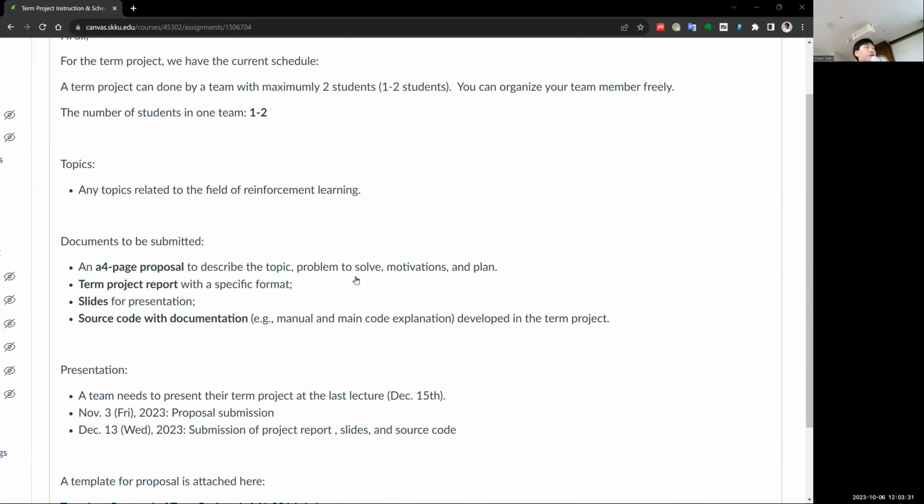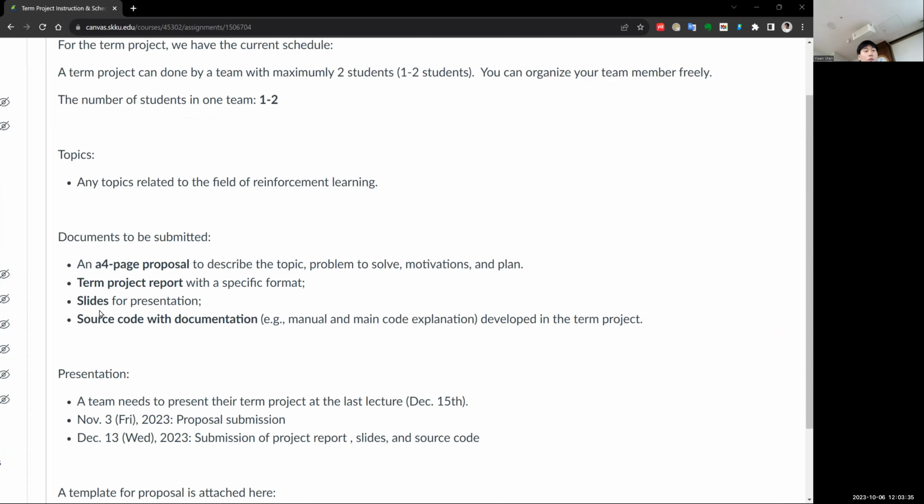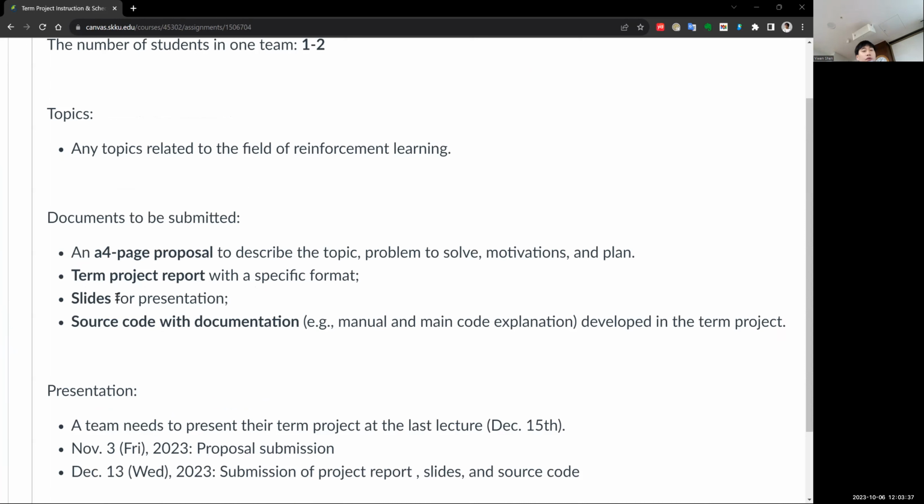And the documents you need to submit are the one A4 page proposal. You can write more than one A4 page. The proposal needs to include topic, problem to solve, motivation, and plan. Then at the end of the semester, you need to submit one term project report. I will provide a format.